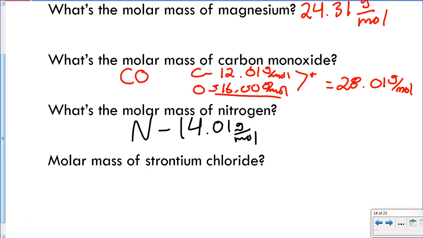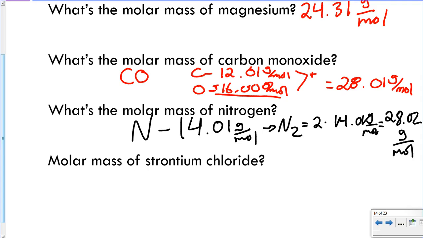However, nitrogen does not show up by himself. He actually shows up as N2. So, if nitrogen shows up as N2, what that actually means is I need to take 2 times 14.01 grams per mole. This means that the nitrogen actually has a mass of 28.02 grams per mole. So even though we had to do a little bit of multiplication, it's still pretty quick to find the molar mass of our molecular elements.